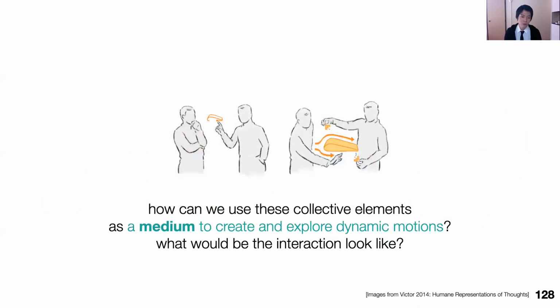So one question is, how can we use these collective elements as a dynamic medium to create and explore dynamic motion? Because in contrast to static Lego blocks or Lego blocks of clay, these collective elements can dynamically move. So how can we use them as a dynamic medium to explore dynamic motion? And what would the interaction model look like?